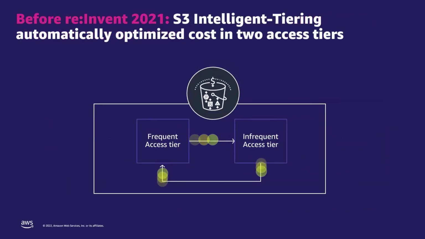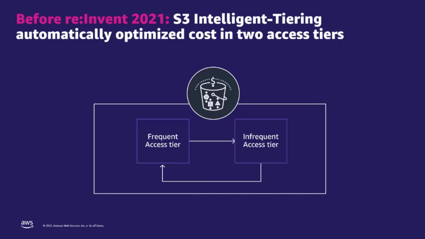Let's talk a little bit more about how the Intelligent Tiering class actually works. In exchange for a small per object monitoring and automation charge, Intelligent Tiering monitors the access of every single object uploaded or transitioned into the Intelligent Tiering storage class. Previously, any objects not accessed for 30 consecutive days were automatically moved to the infrequent access tier. If accessed later, it would simply move back to the frequent access tier without any retrieval charges or any impact on performance.